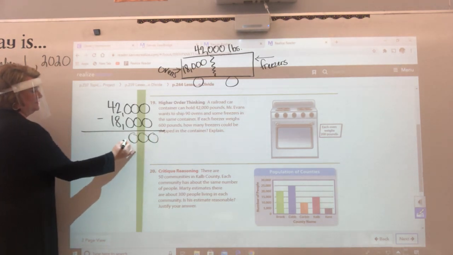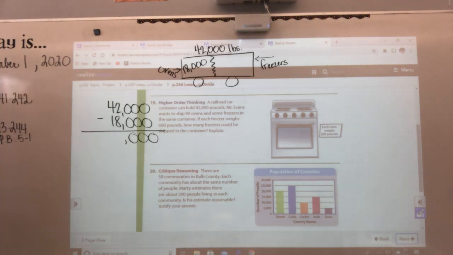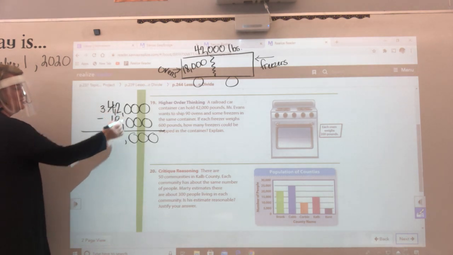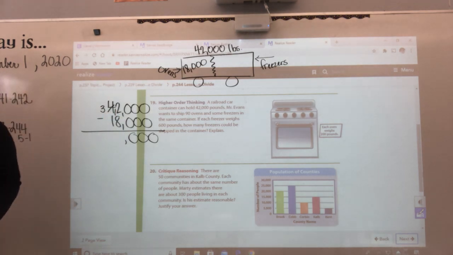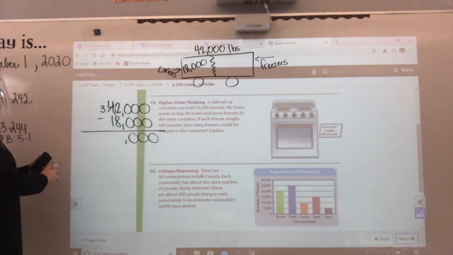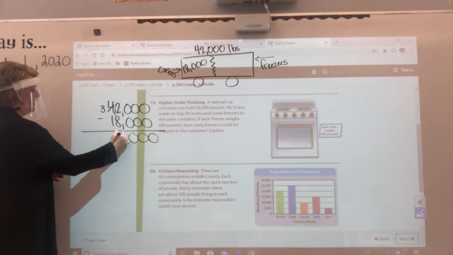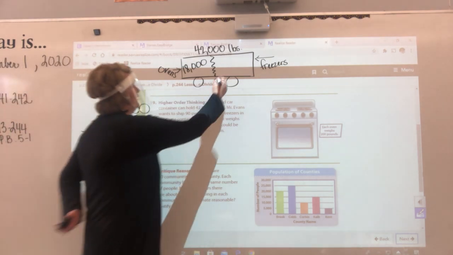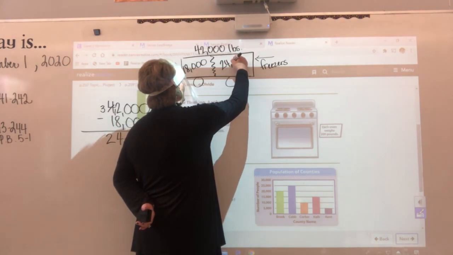0, 0, 0. Well, you can't say 2 minus 8, can you? So the 4 has to become a 3, and the 2 needs to become a 12. Let's slap our leg on 8 and count up to 12. 8, 9, 10, 11, 12. What'd you get? 4. And 3 minus 1 is 2. So up here, I want you to put 24,000 pounds.